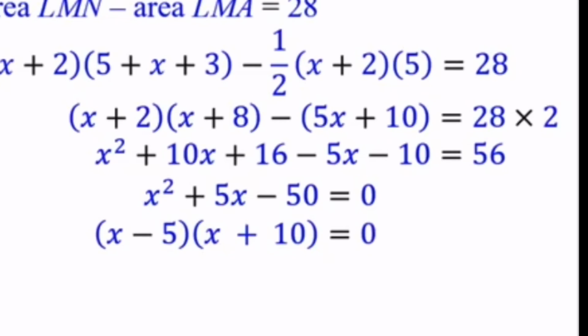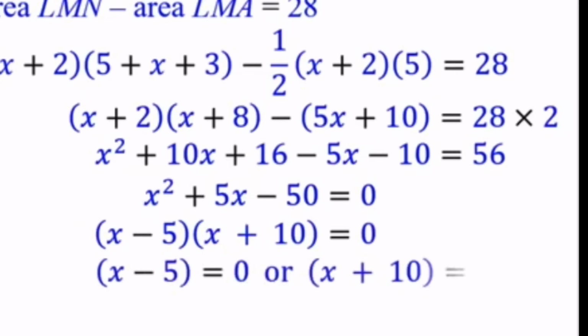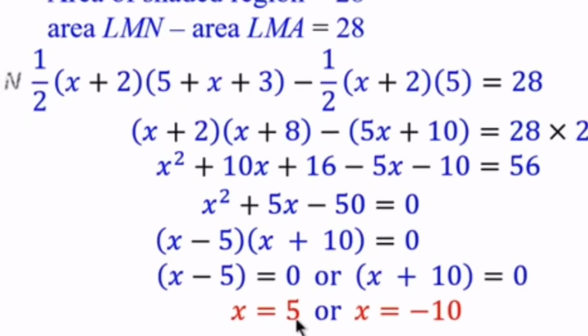So it becomes x squared plus 10x plus 16 minus 5x minus 10 equal to 56. Okay, so there is a minus, please do it carefully. After you expand, you will get a quadratic equation. Then you need to factorize your quadratic equation properly, and you will have two answers. One is x equal to 5 and one is x equal to negative 10.